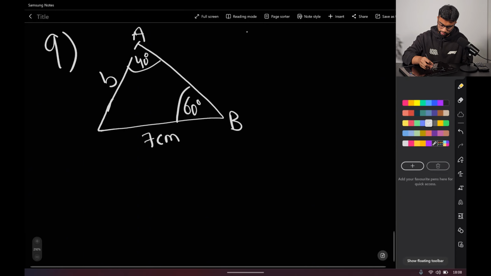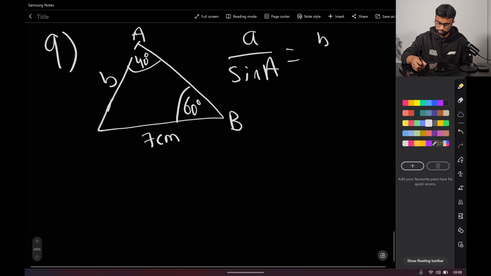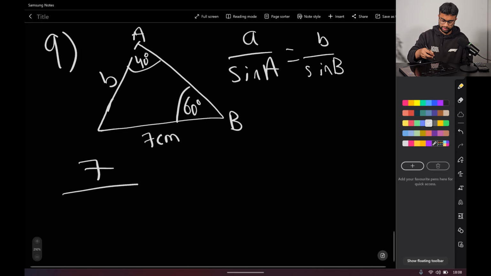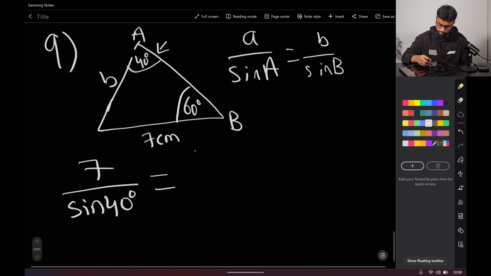Question 9 tells us to use trigonometry or the sine rule to work out this missing length b, and we know that the sine rule is a over sine A is equal to b over sine B. So let's start by substituting what we know into this. a is the length opposite the angle A, which is 40 here, so small a would be 7 over sine A, which is just going to be sine of 40 degrees, as we're given that here, and that is equal to b, which is the missing length, so we don't know that yet, we'll just leave that as b for now, over sine 60 degrees, we're given that here.